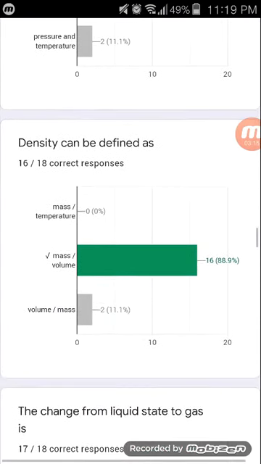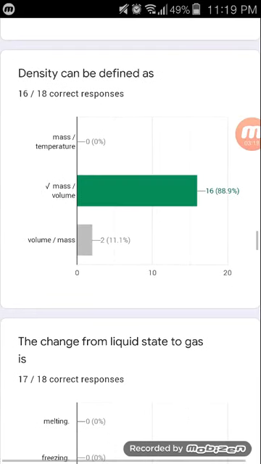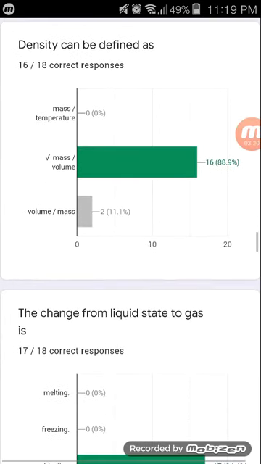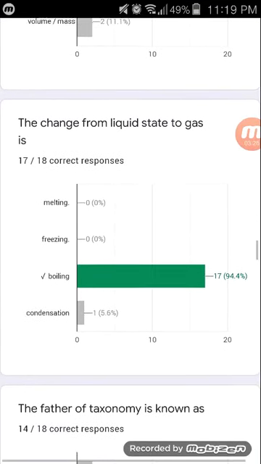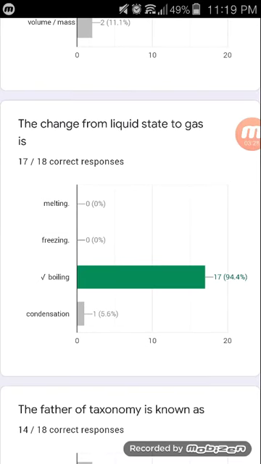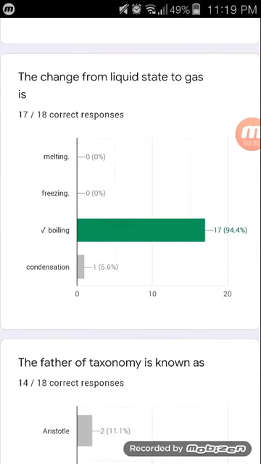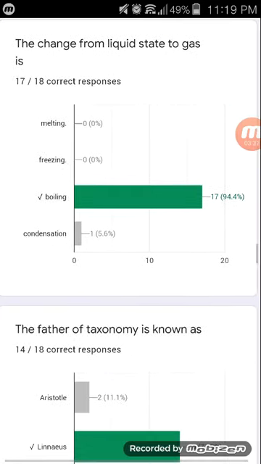So next we have density. It is mass per volume. We have discussed it, but maybe by mistake some people selected volume per mass. It is mass per volume. Next we have the change from liquid to gas, which is boiling. One student selected condensation. I don't know in which state his mind was.